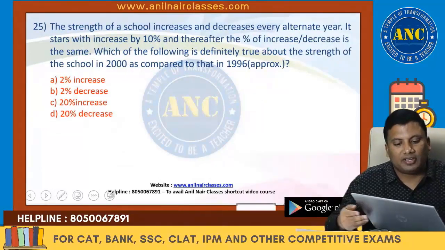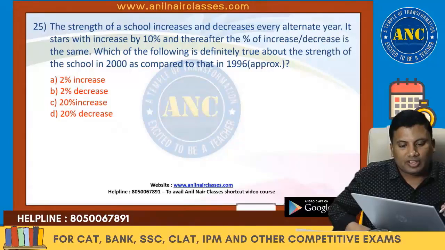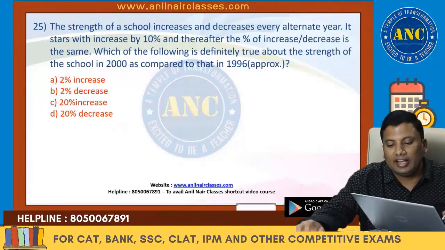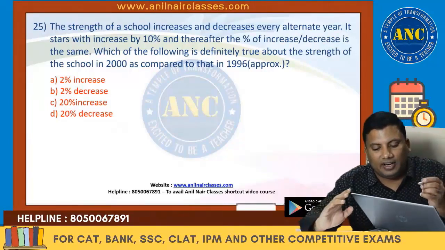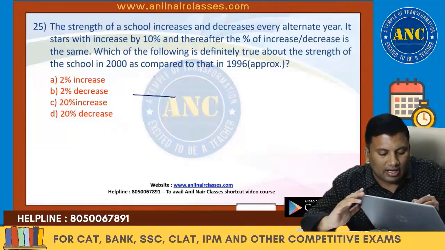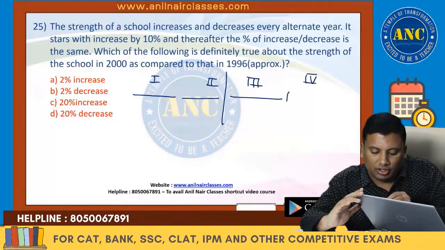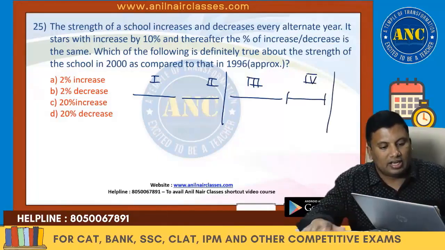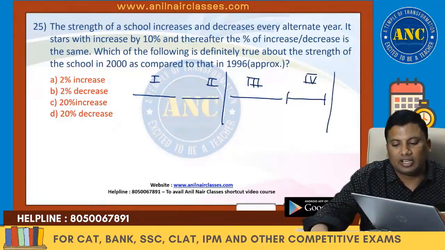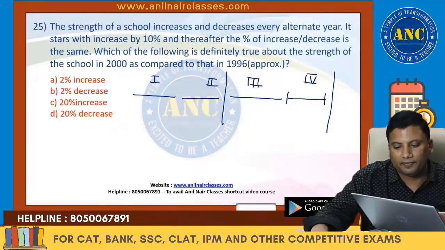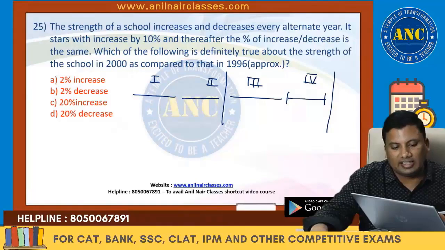The strength of a school increases and decreases every alternate year. So there is a first year and there is a second year. Then there is a third year and then there is a fourth year. It starts with increase of 10 and thereafter percentage decrease, it is the same.